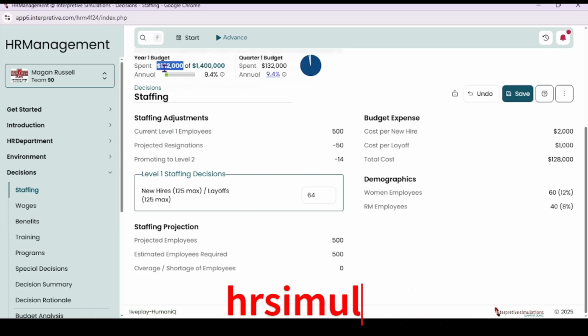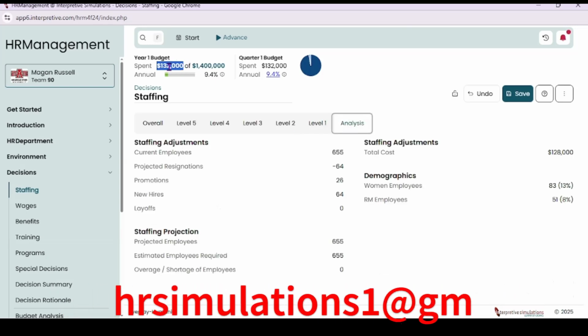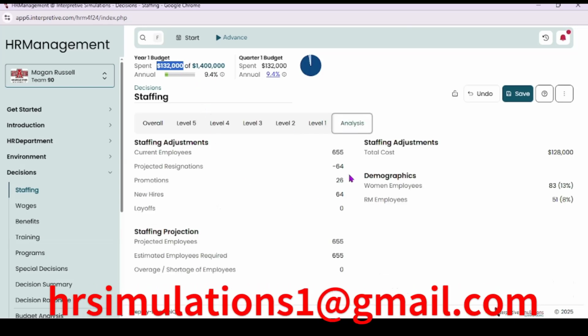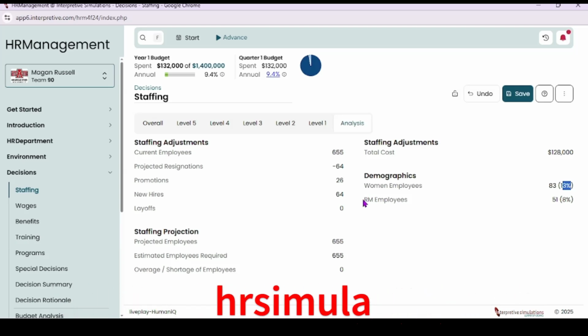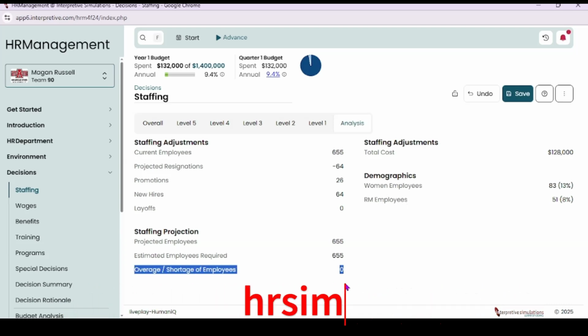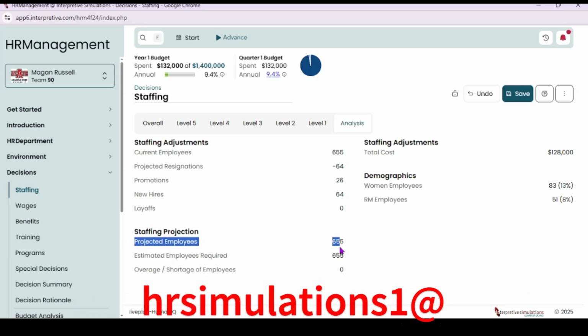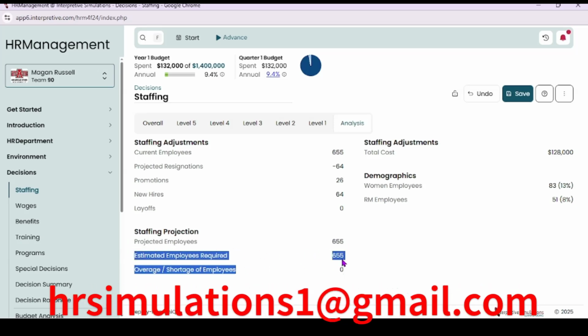Remember I said that in the year 1 budget we're going to spend only 1 million. So we can see the analysis, where we have the total cost for the staffing and adjustments. The demographics also, you can see that women employees is at 13% and racially marginalized employees are 8%. Also, you don't have any shortage under the staffing, so that's fine for this round, because you can see the projected employees is 655 and the estimated is 655. That means that we have already sorted the shortages, and don't have any overage.